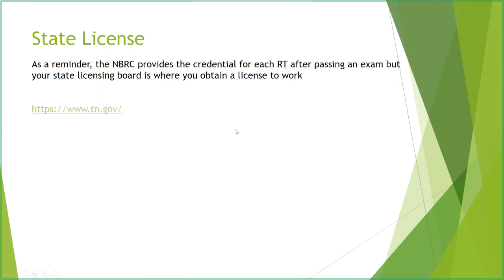Once you have completed your application on the Tennessee.gov website for the state of Tennessee, the board will then review your application for completion and will notify you if there is anything missing from your profile. And if nothing is missing and everything is complete, then they will issue your state license and will notify you by mail.